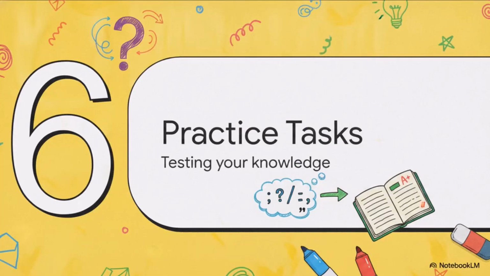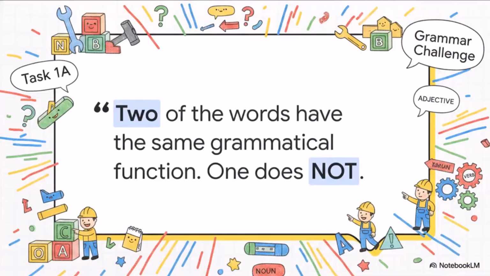All right, final stretch. Section 6, Practice Tasks 1A and 1B. Grab your whiteboard markers and get ready to apply what we've learned. The instructions for Task 1A are simple, but they can be tricky. You get a sentence and 3 words. 2 of those words have the exact same grammatical function. 1 does not. Your mission? Spot the odd one out, based entirely on its job on the construction site.